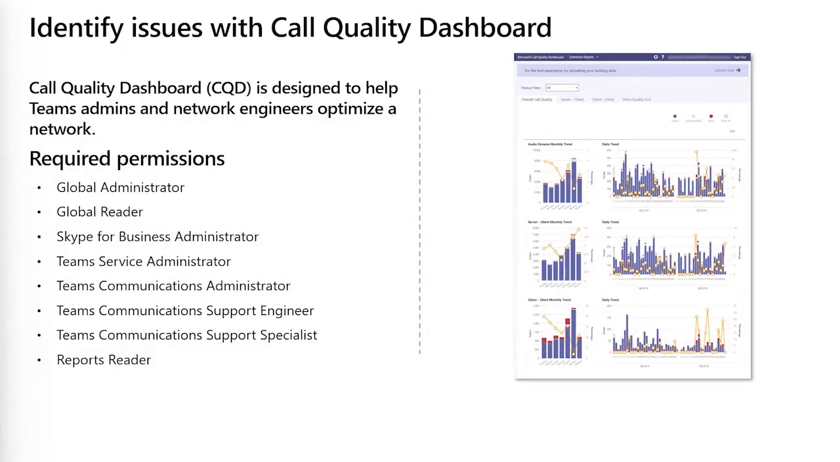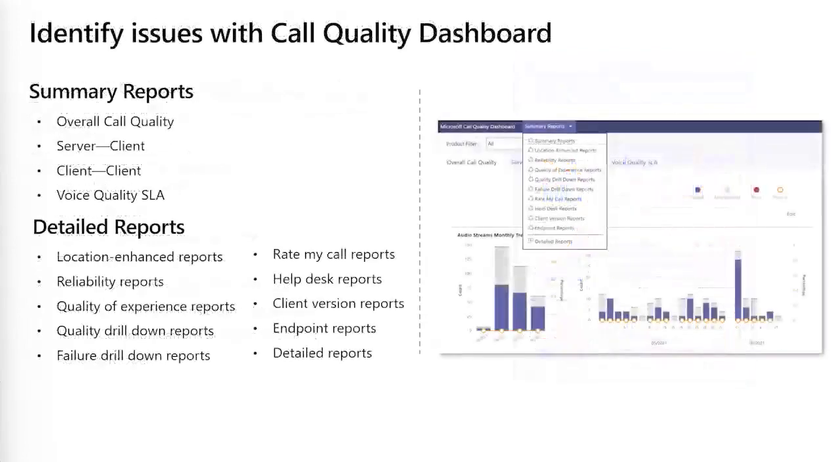You must have one of the roles listed on the screen there, starting with global administrator, all the way down to reports reader, and we can get data pertaining to the last day, week, or month, and generate summary reports. So between server to client communication, client to client, voice quality, overall call quality. Rate my call report. So after a call, users can rate from 1 to 5 stars. And we can drill down into the reports.